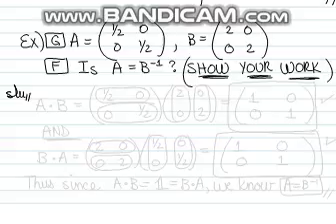Well, I know the property of inverses. They have the property that when you multiply them together, you'll get the identity. Now let's check A times B. Of course, that won't be enough. If we get the identity here, we have to check B times A.